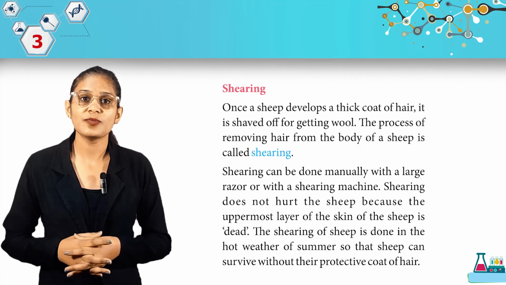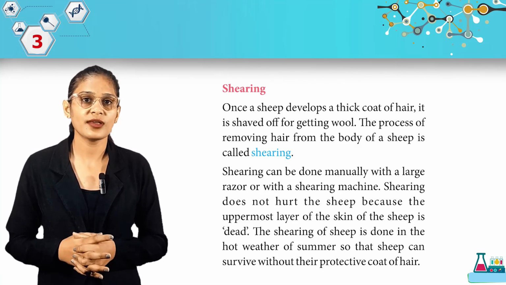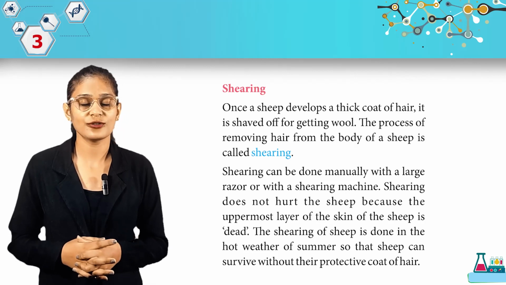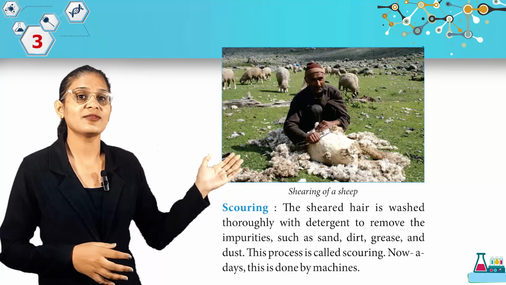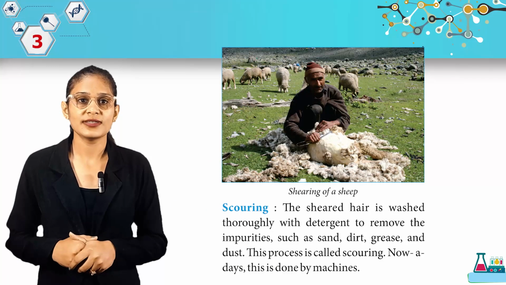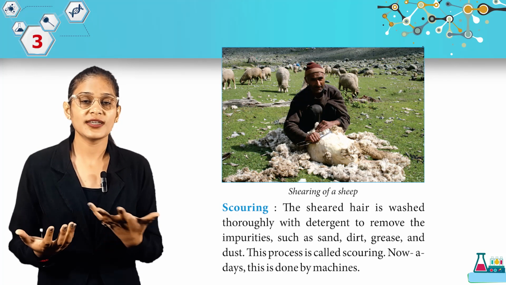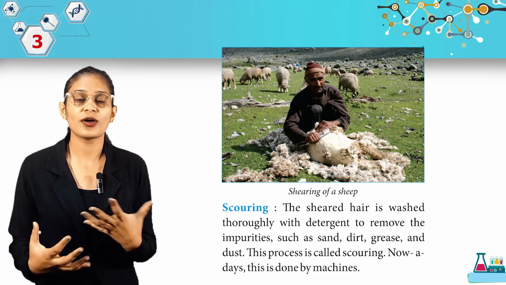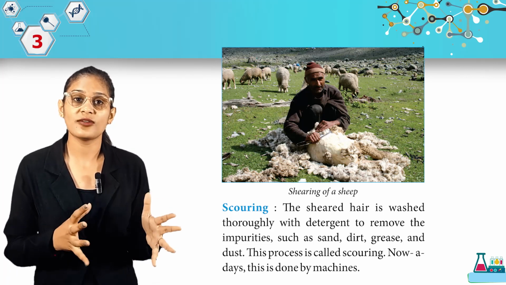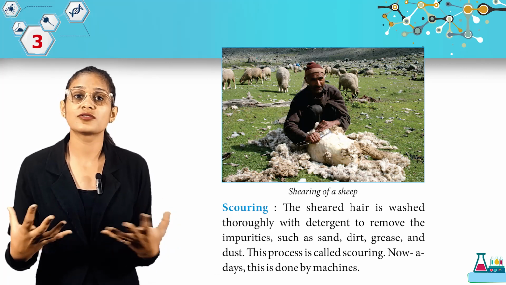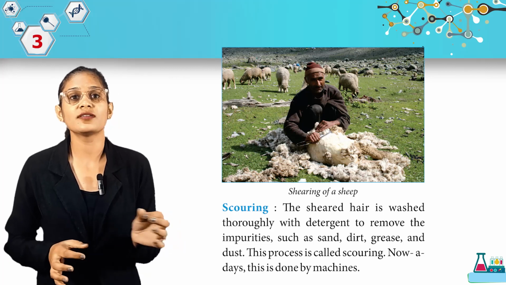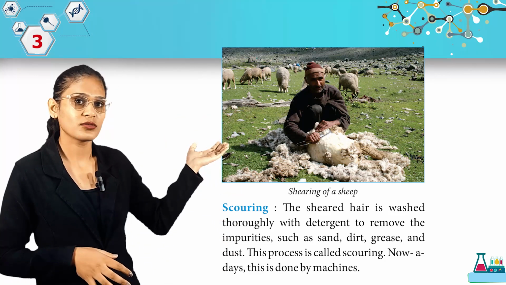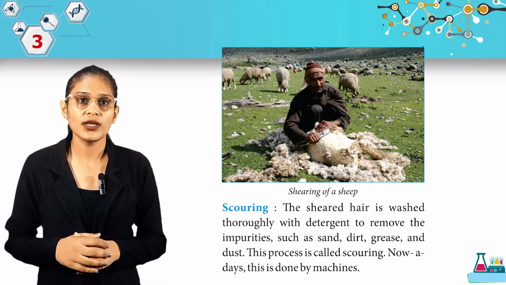The shearing of sheep is done in the hot weather of summer so that sheep can survive without their protective coat of hair. Look at this picture, shearing of a sheep. So students, shearing is mostly done in the summer season. Why? So that your sheep can survive well, because when it is cold, if it does not have its protective layer, it will be difficult for it to survive.